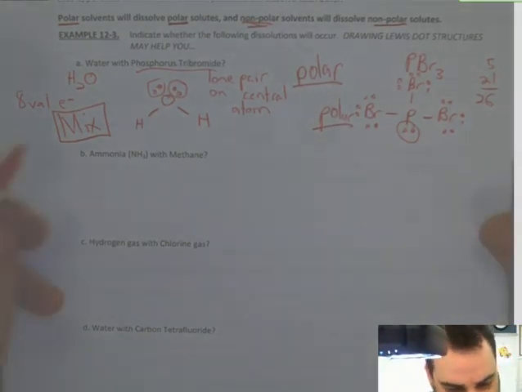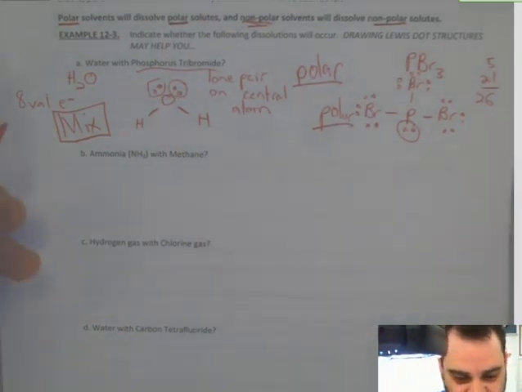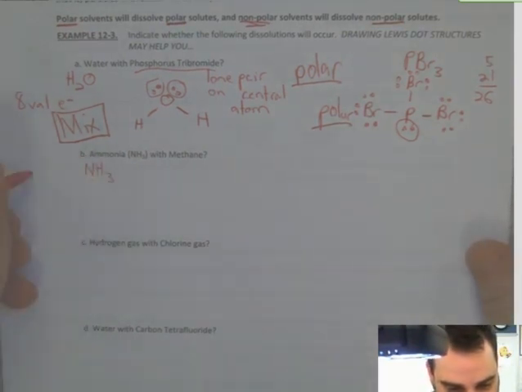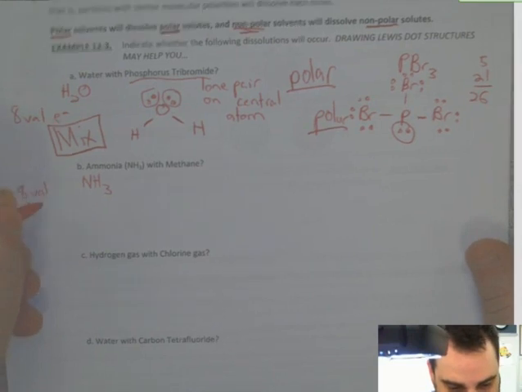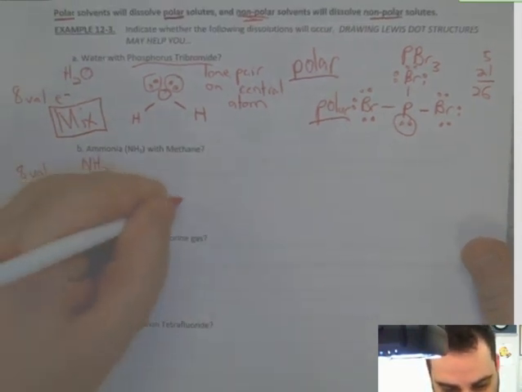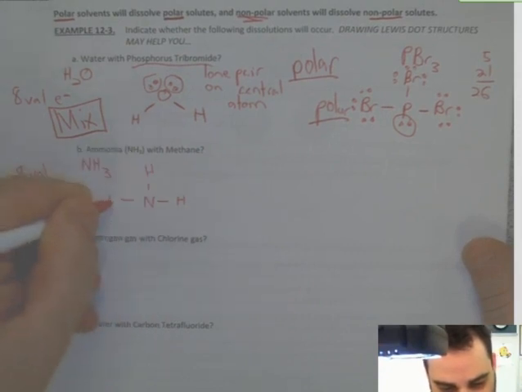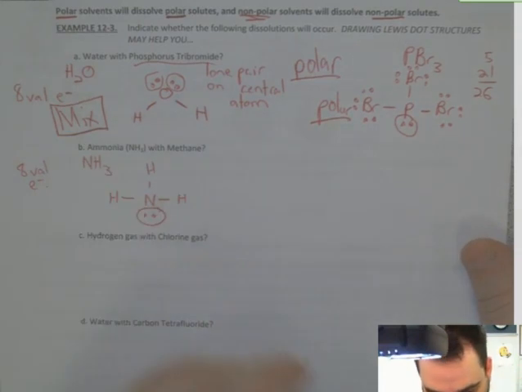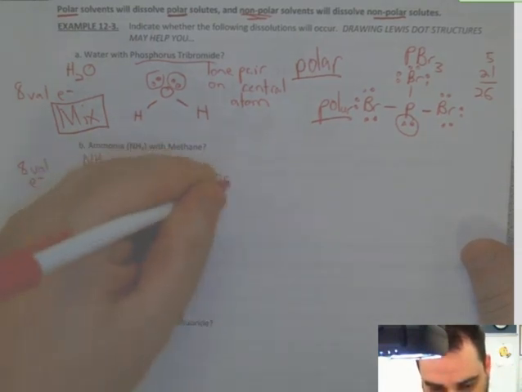Okay, ammonia, NH3. So NH3, this has 8 valence electrons. N, H, H, H, and a pair of dots. A pair of dots on the central atom makes this polar.